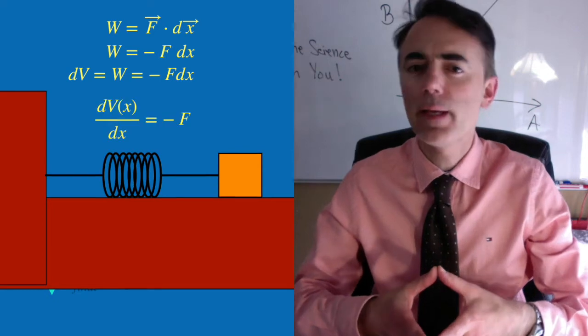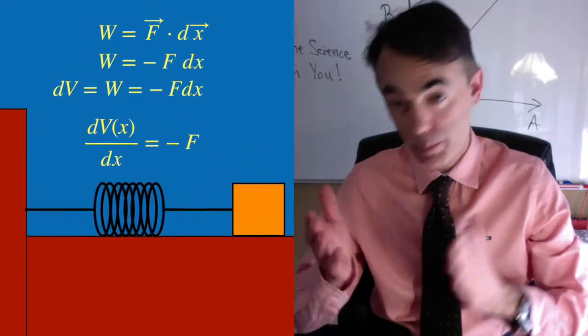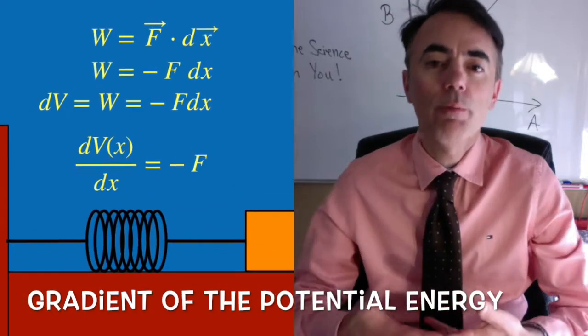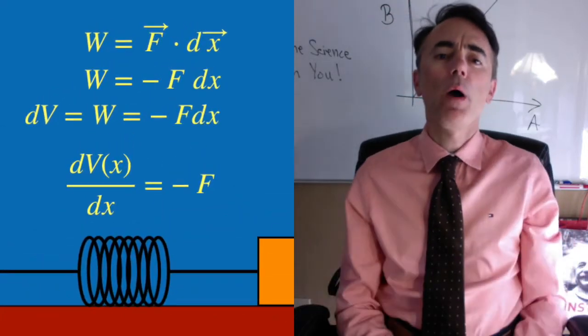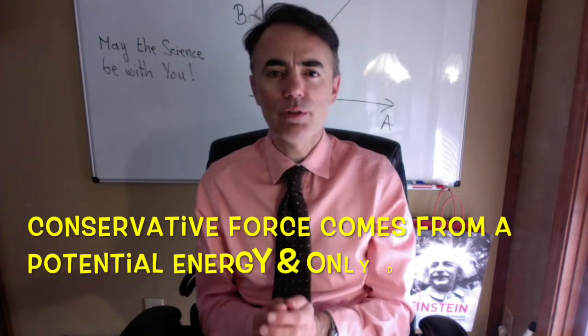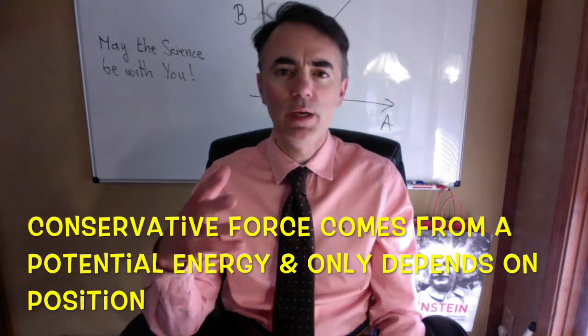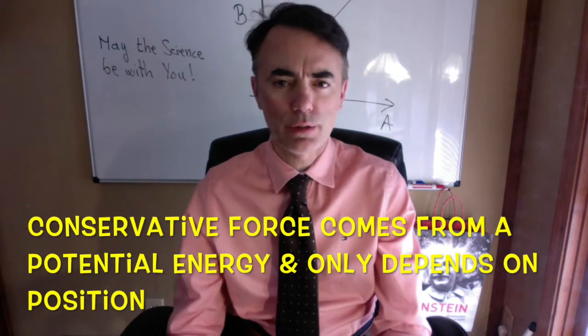From here we get that the derivative of the potential energy with respect to position, which by the way is the gradient of the potential energy, is equal to minus the force. This force of the spring is a conservative force. It is a force that comes from a potential energy, and it only depends on the position.